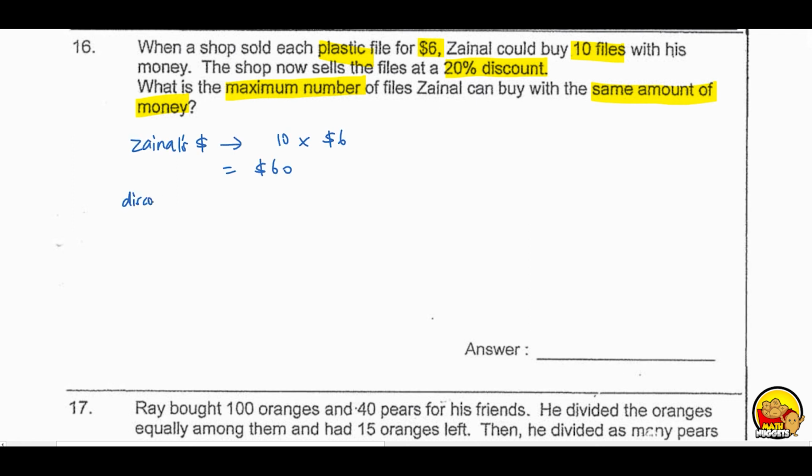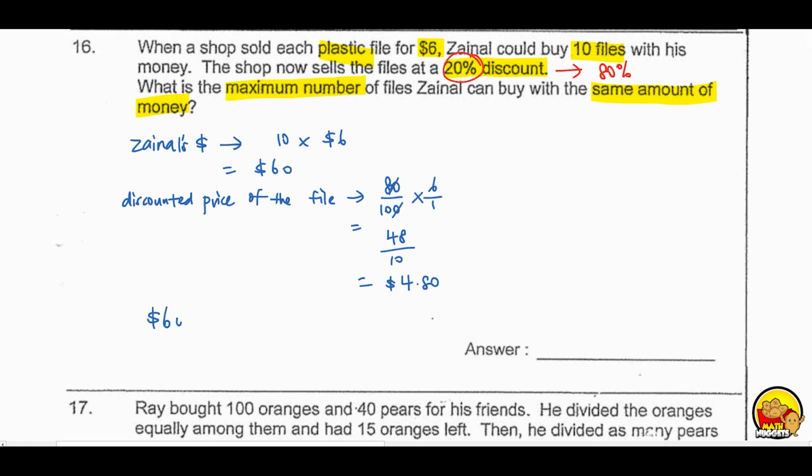Now, since there is a discount on the plastic files, let me find out the discounted price of the file. If there's a 20% discount, it means it's actually sold at 80% of the original price. So what's 80% of $6? That's 48 out of 10, which is $4.80. So now instead of paying $6, he pays $4.80. So how many can he buy now? It will be $60 divided by $4.80.